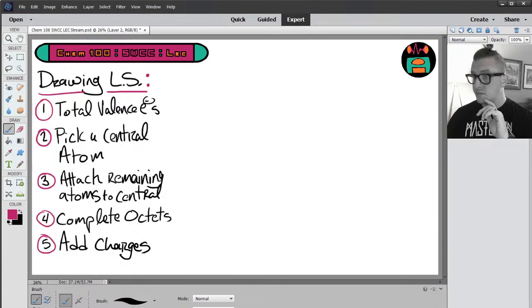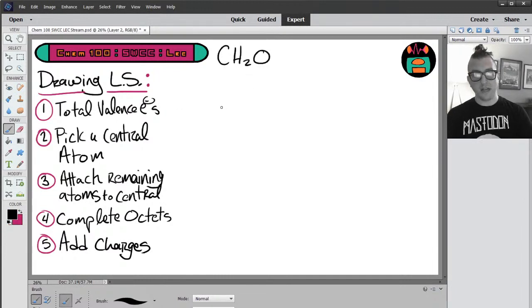All right. So let's go ahead and continue. Let's draw the Lewis structure for formaldehyde, which is CH2O. Now, step number one is we have to total our electrons. Right, we have to total our electrons.